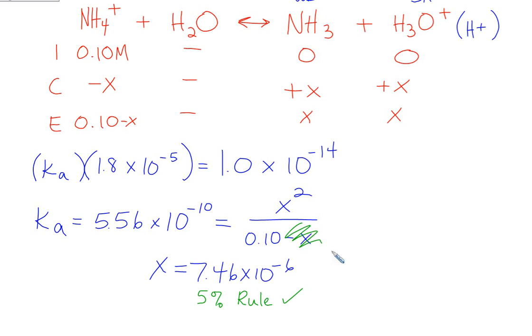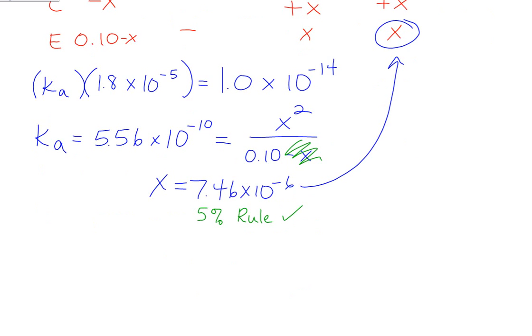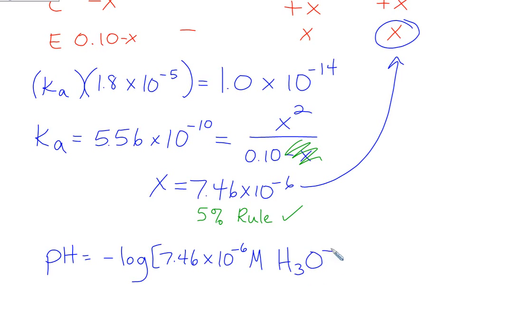Okay, so I have x, and of these two products, the one that I'm most concerned with is the acid. And actually, this one's a little easier now because x is the hydrogen concentration. So right away, we can just go pH equals negative log of the 7.46 times 10 to the negative 6 molar. Hydrogen, hydronium, either is fine. All right, so we plug this in.